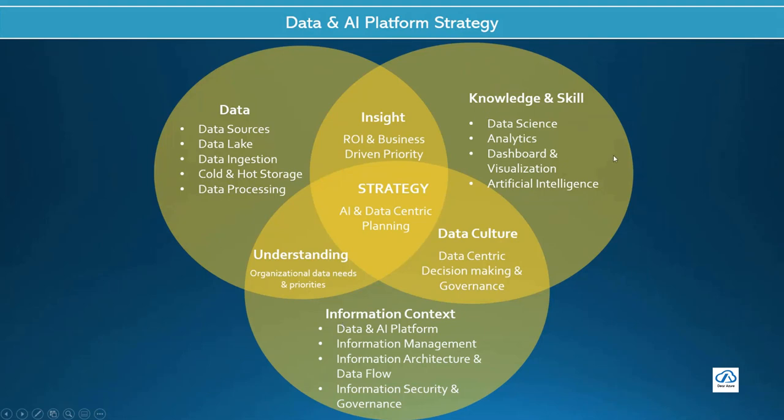For the knowledge and skill side, you need to have a data science team, and not just artificial intelligence. You need to have proper dashboards, visualization, and BI-related analytics. And when you connect the knowledge and skill with the data, you get the information context, which means you need a data and AI platform that will help you store the data, and also empower all of your knowledge and skills. You need to have your information management. You need to have information architecture. And also, you need to set the data flow. It needs to have a proper lineage so that the data moves properly without any bottleneck or issue.